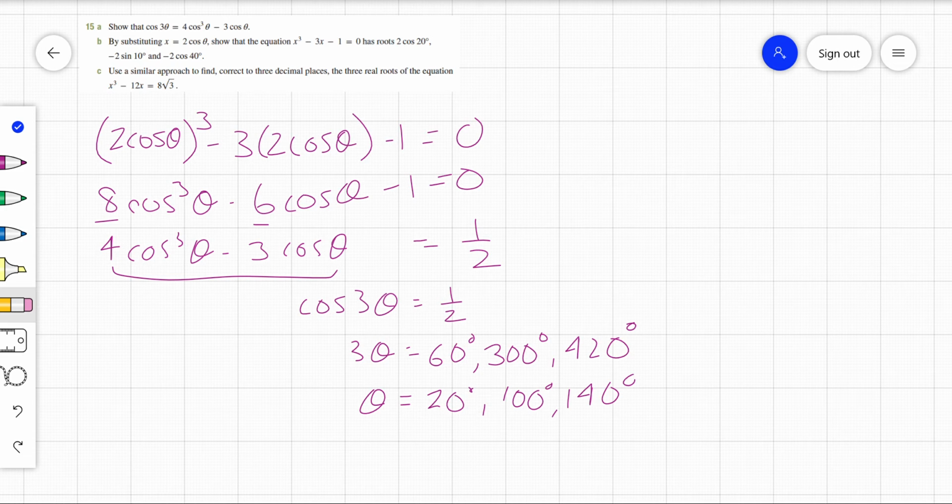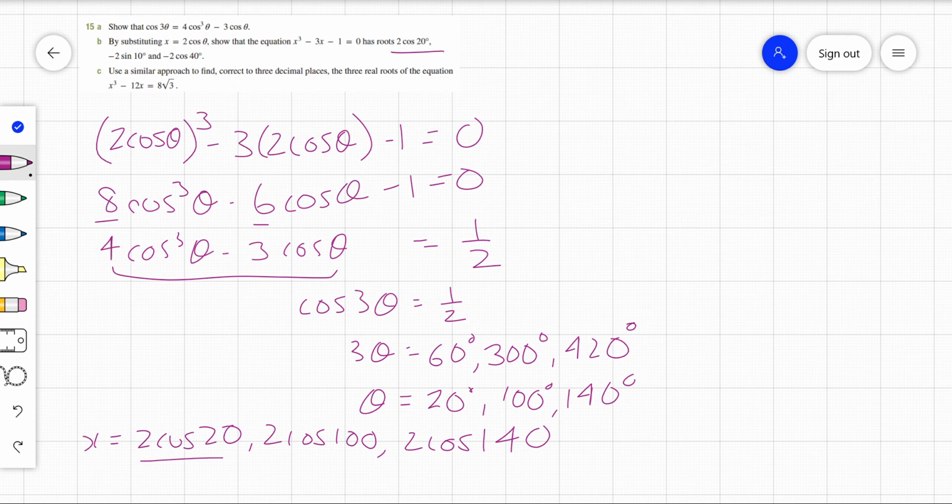We're solving for x, because we want the roots of this equation, x³ minus 3x minus 1. Now, x is equal to 2cos θ. So my x's then would be 2cos 20, 2cos 100, and 2cos 140. Which, if we have a look at it, we've got the 2cos 20, we're all good.